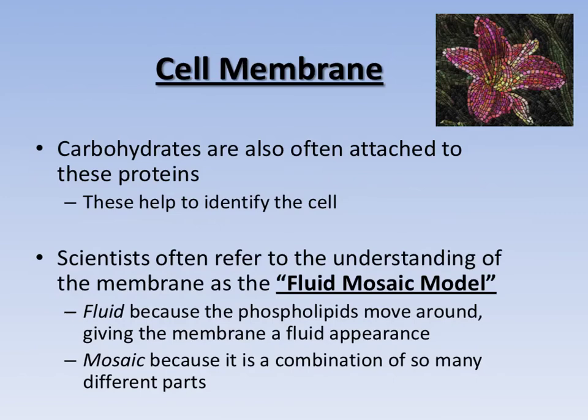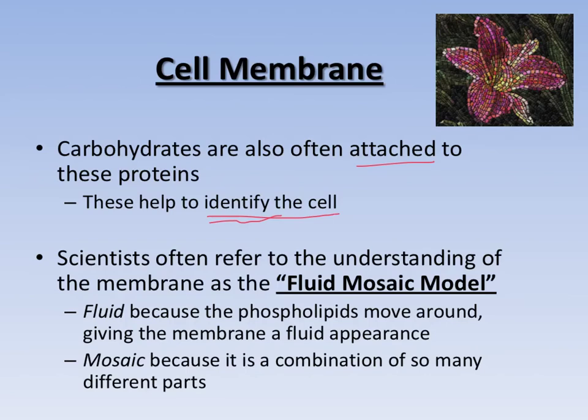Those carbohydrates that we mentioned that are also part of the membrane are usually attached to the outside. They help identify the cell. So you have different kinds of cells: blood cells, brain cells, muscle cells, skin cells. All of these are going to have different kinds of carbohydrates on the outside, which is going to identify the cell as whatever type it is. So a blood cell is going to have different carbohydrates than, say, a skin cell would have.